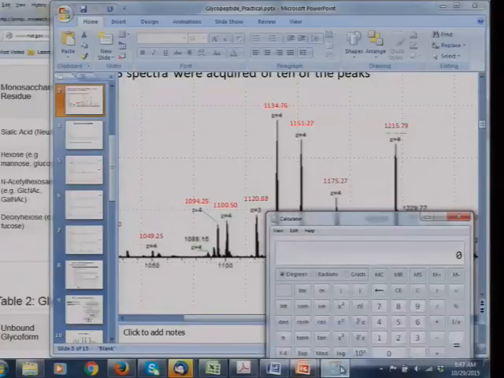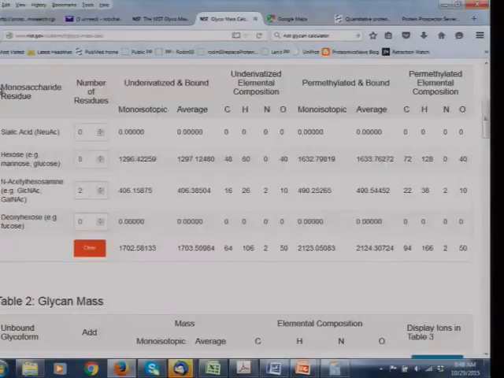1215.79 multiplied by 4. Take away 3. That's the singly charged mass. Okay. 1702. So that peak is HexNAc2, Hex8. So our high mannose is getting higher.